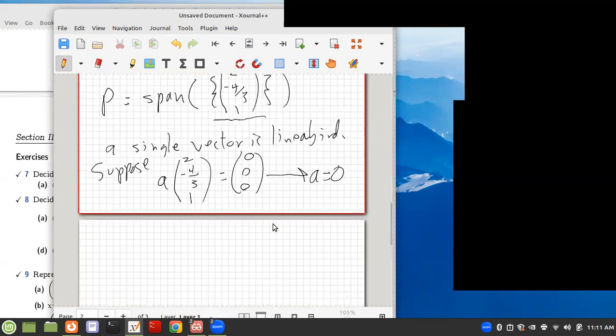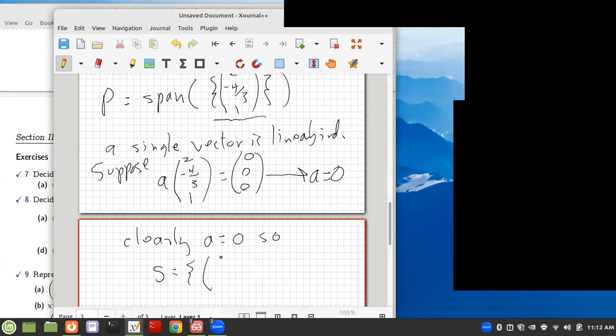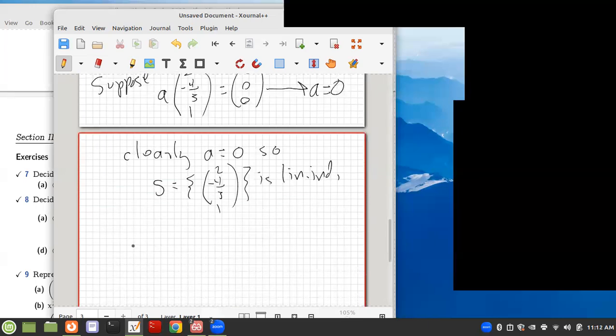Okay, well, clearly, this just gives me three equations. 2 times A is 0, minus 4/3 A is 0, and 1 times A is 0. So clearly, we have A equals 0. So S equals the set containing (2, -4/3, 1) is linearly independent. Since it's linearly independent and it spans the space, we know that this is a basis.